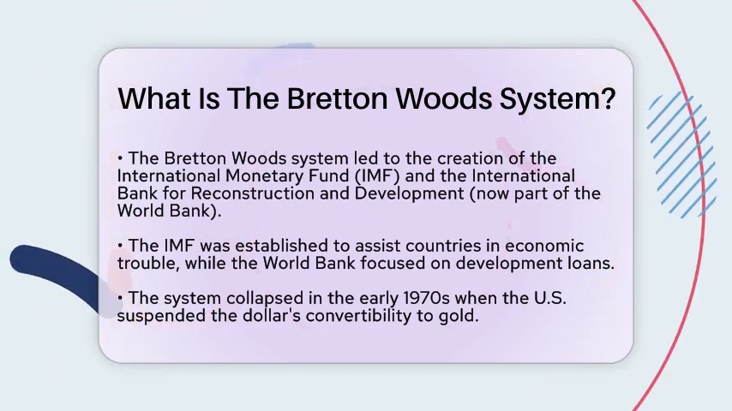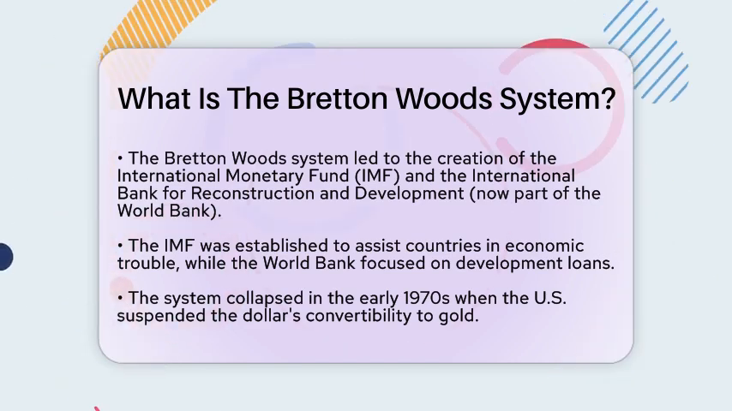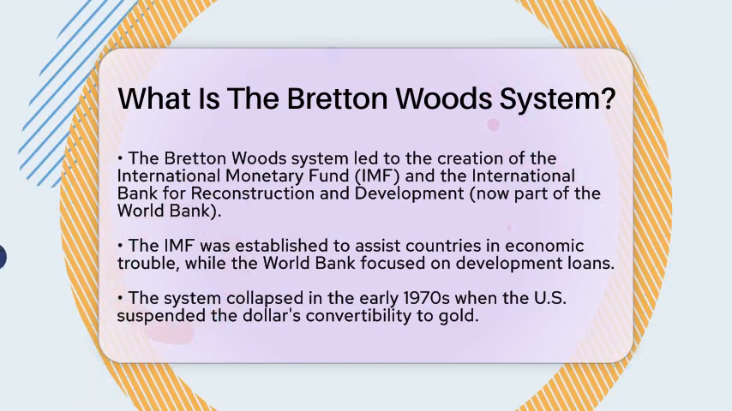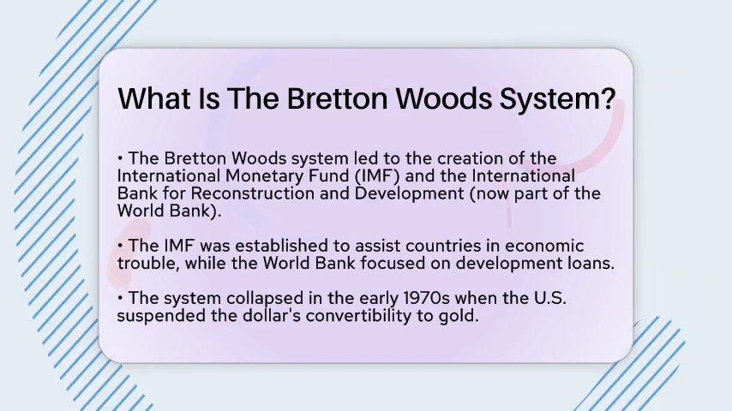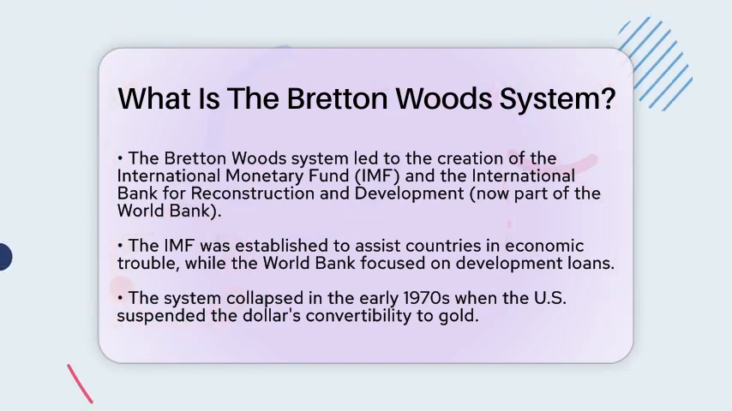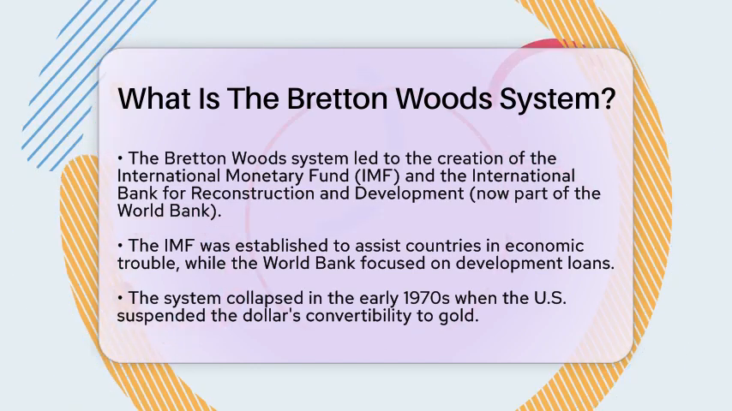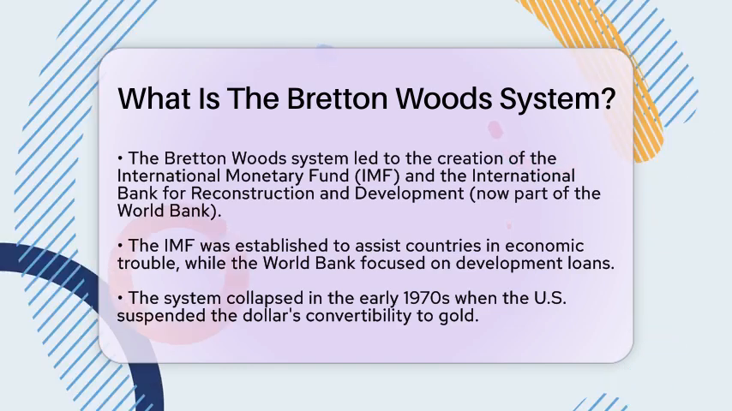It collapsed in the early 1970s when the United States suspended the convertibility of the dollar to gold. This shift led to floating exchange rates, where currency values are determined by market forces.